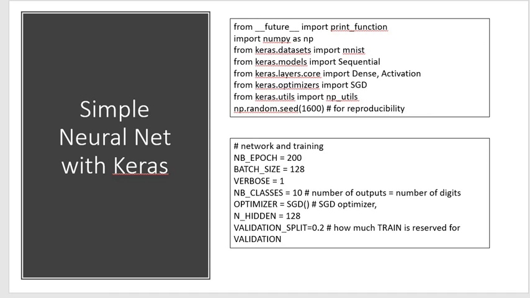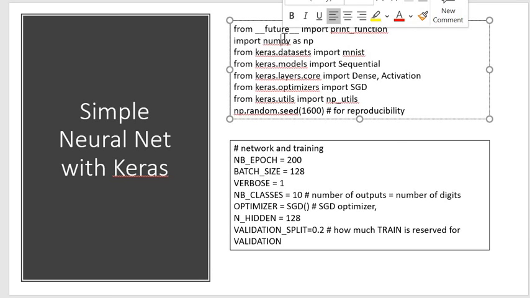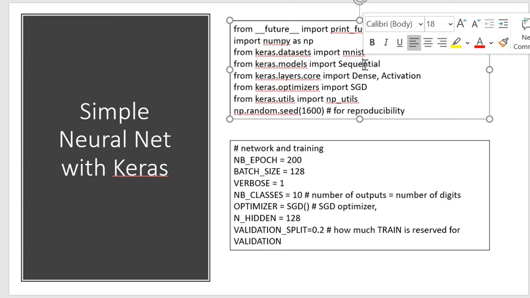The first part of the code is just importing some of the packages. First I'm importing NumPy, then I'm importing the MNIST dataset from Keras. I will be using the sequential model. There are two types of modeling in Keras, and we will explain this in the next set of videos.